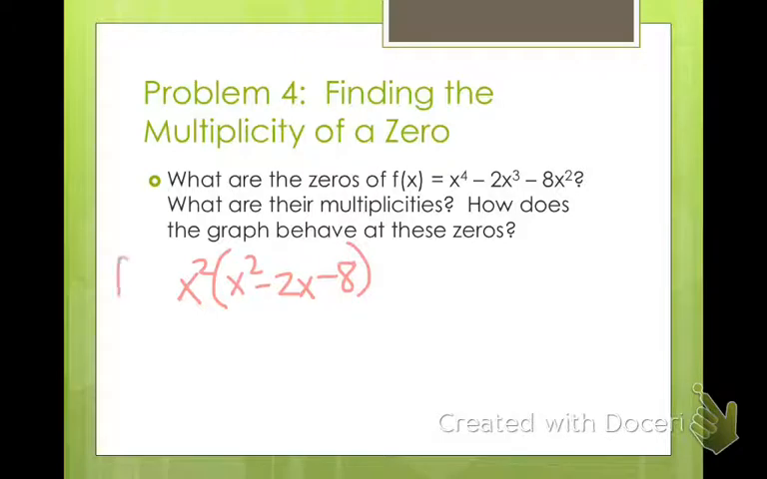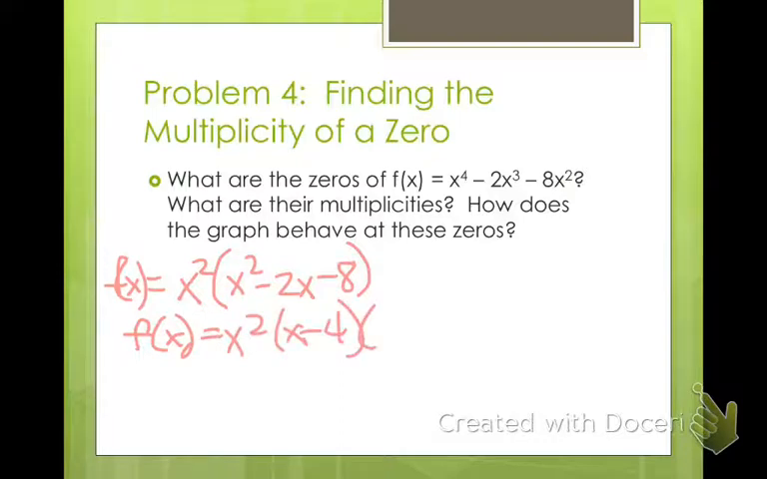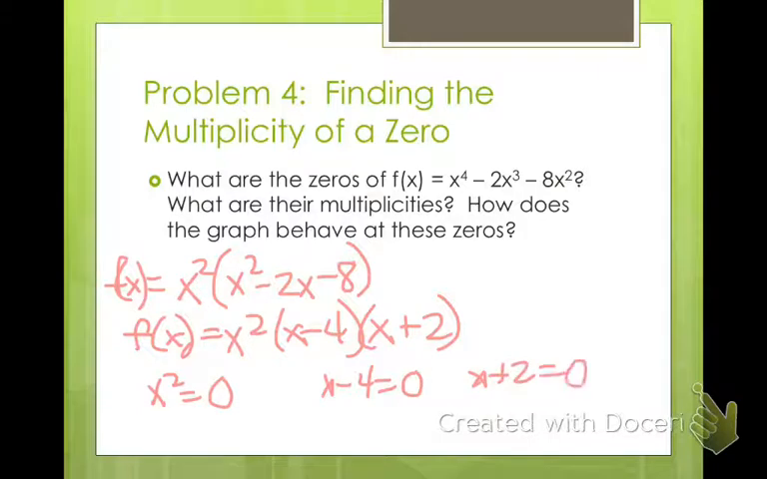Is this factorable? Let's see. Yes, it is. So I have f of x equals x squared times x minus 4 times x plus 2. That makes negative 8 when you multiply and negative 2 when you add together. So I can set each one equal to 0. So x squared equals 0, x minus 4 equals 0, and x plus 2 equals 0.